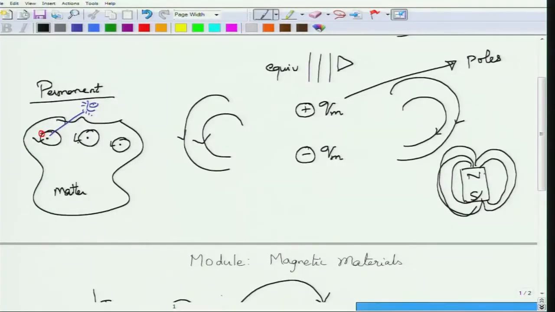So, each current carrying loop is actually a dipole. Of course, not many such permanent magnets are found, and even those that we find are dependent on temperature. That is, if you start increasing the temperature by heating up the magnet, after a certain critical temperature, the magnetism actually breaks down. The magnetic material does not remain magnetic anymore.